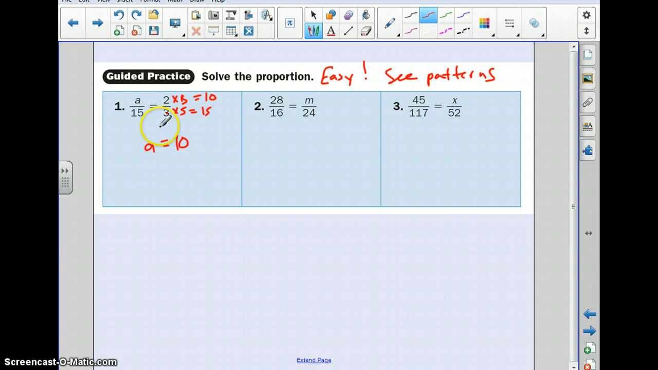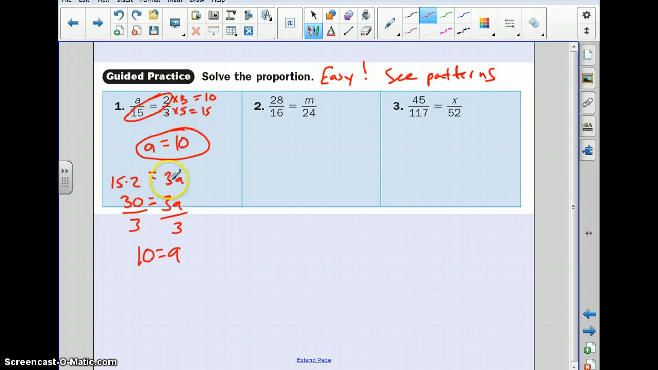If you can't see it, you would have to do cross products, and we can get the same answer using cross products. 15 times 2, because they're across from each other, equals 3 times A. Well, 30 equals 3A. Divide by 3. Divide by 3. 10 equals A. Notice I got the same answer using finding the patterns, and I also found the same answer using this.